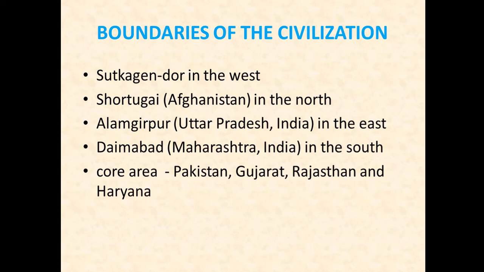Boundaries of the civilization. We have Surkha-Jandar in the west, Shortuka in the north, Alamgirpur in the east, Daimabad in the south, and the core area of the civilization, which includes Pakistan, Gujarat, Rajasthan and Haryana.